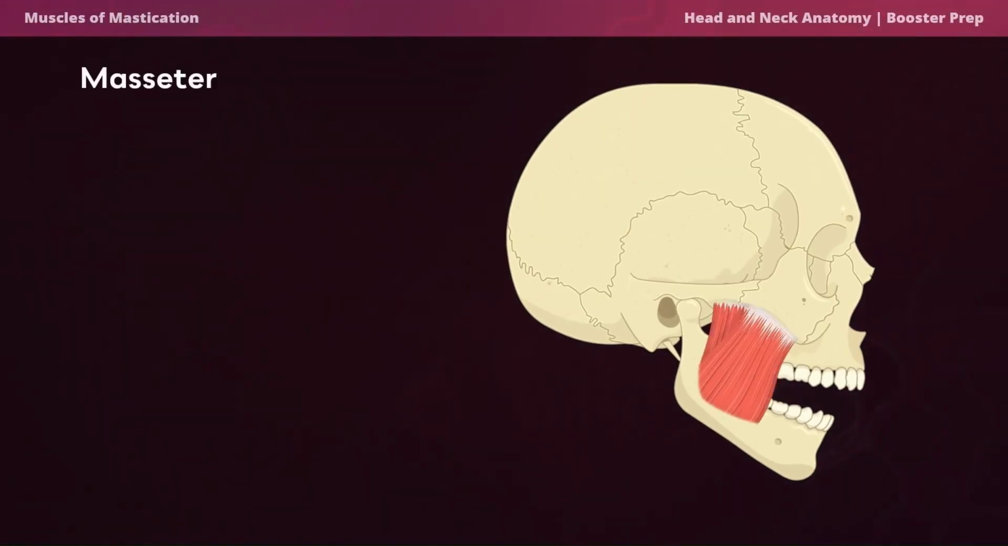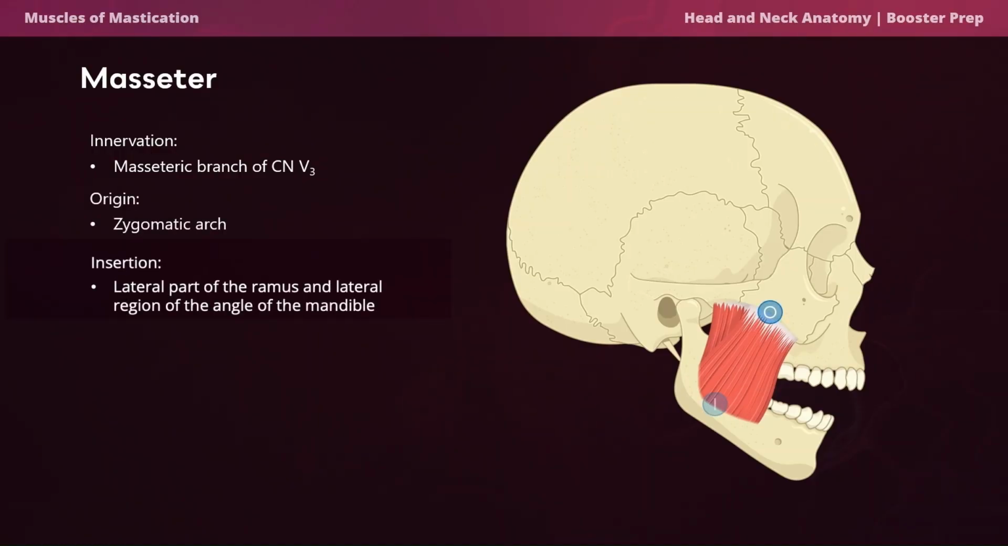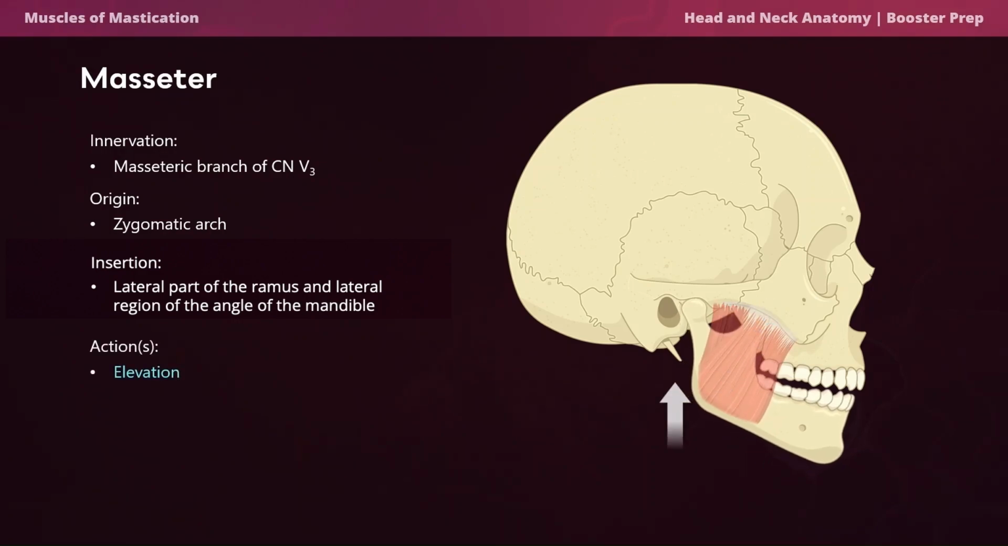First we have the masseter. The masseter is innervated by the masseteric branch of cranial nerve V3. Its origin is the zygomatic arch, and its insertion is the lateral part of the ramus and the lateral part of the angle of the mandible. In a way, we can imagine the masseter wrapping around the mandible. The masseter is responsible for elevating the mandible. So one of the masseter's main actions is elevation.